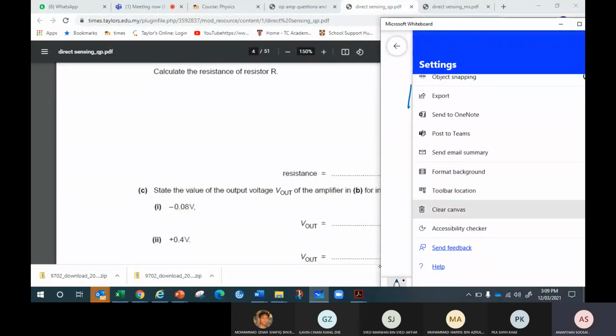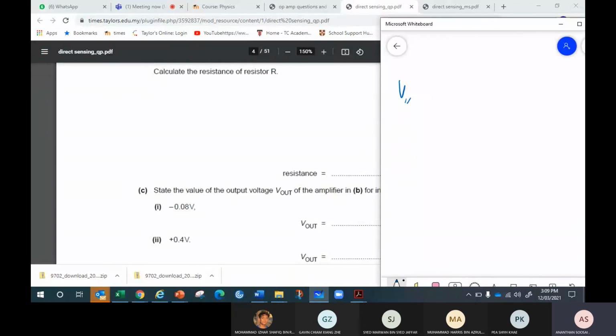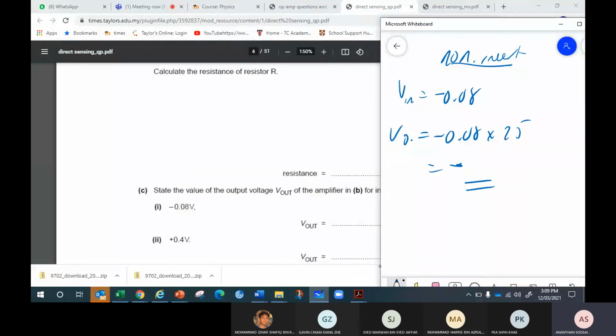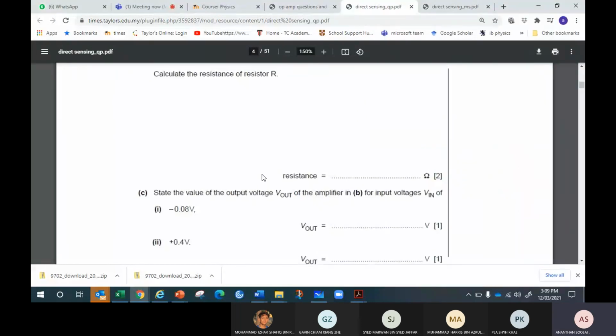So output is going to be negative. Input is negative 0.08. So of course the output is negative 0.08 times the gain, which is 25. The answer is negative because it's a non-inverting amplifier. It never inverts the signal. Signal negative means output also negative. So negative, but check the value. Check the value, 0.08 times 25, check the output.